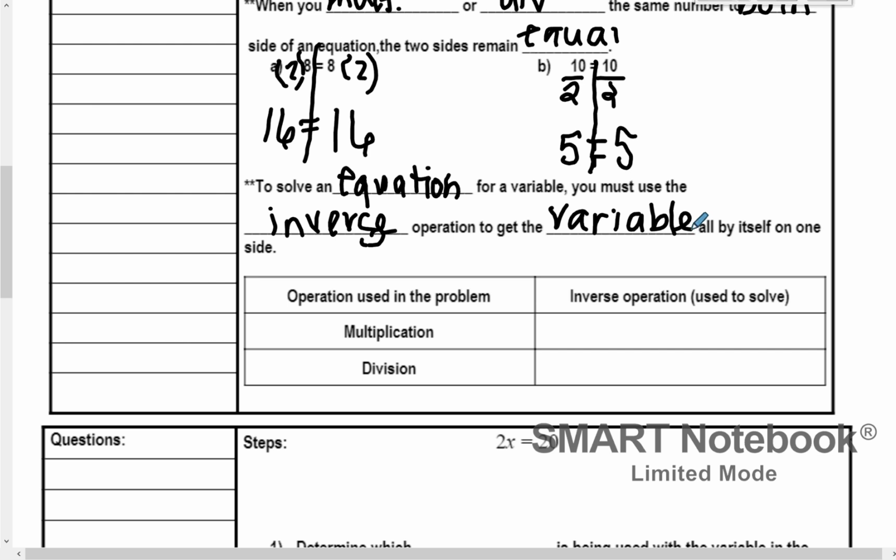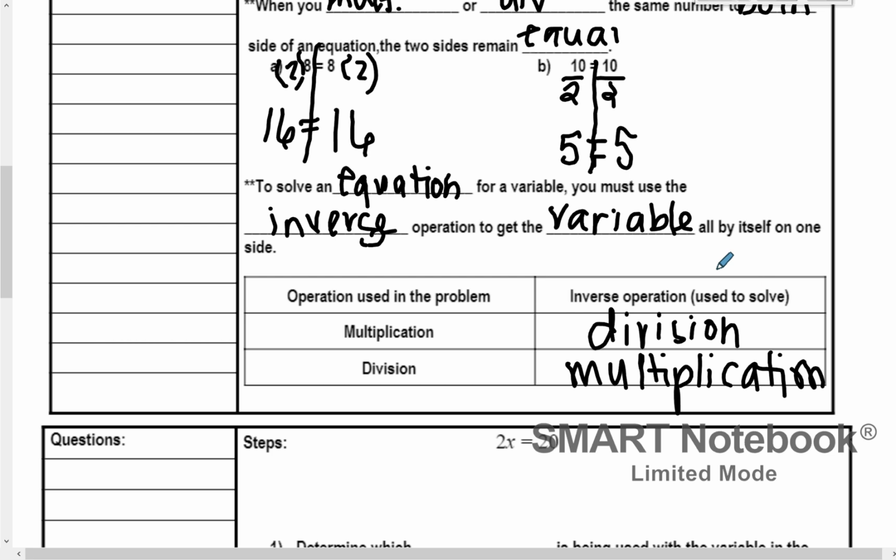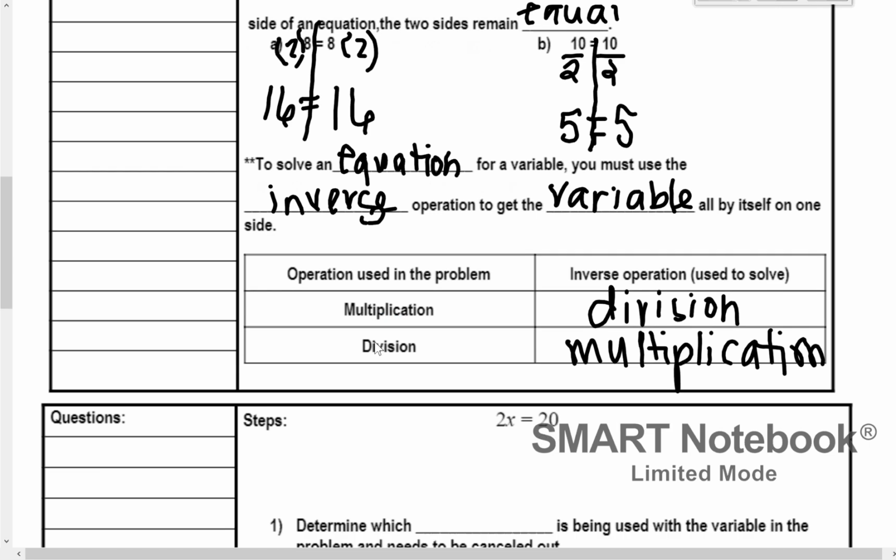So the opposite operation of multiplication, I'm sure you guessed it, is division. And the opposite of division is multiplication. So we're going to use the inverse operations to solve a problem that has multiplication. We'd use division to solve a problem that has multiplication, and we'd use multiplication to solve a problem that has division. Just like with addition and subtraction, we always had to do the opposite of what was given to us in the problem.